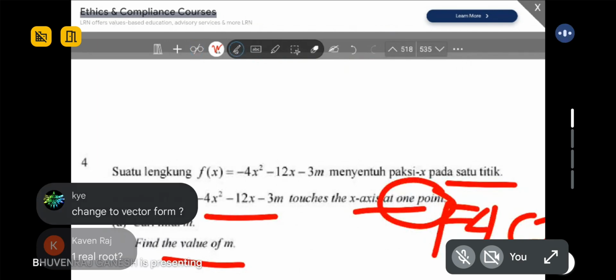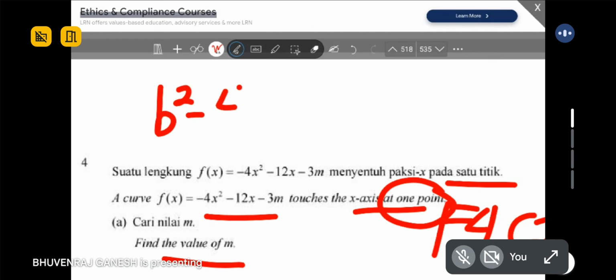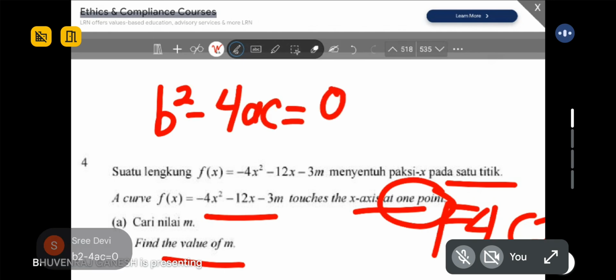Change to vector form? What are you talking? No need lah. Yes, one real root, guys. Satu punca nyata. So what is the equation you can get from here? If they say one real root. Okay, I think you know is b square minus 4ac equal to 0. Am I right? So this is the information that you can come out.